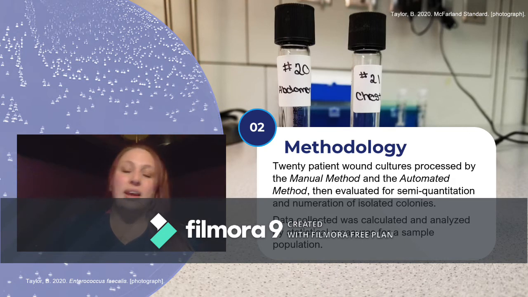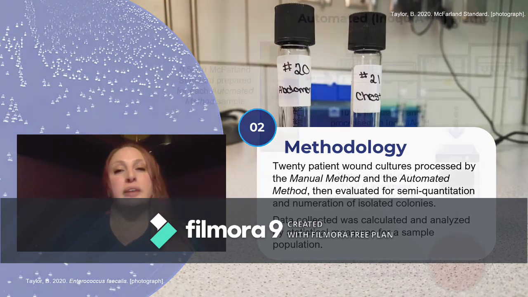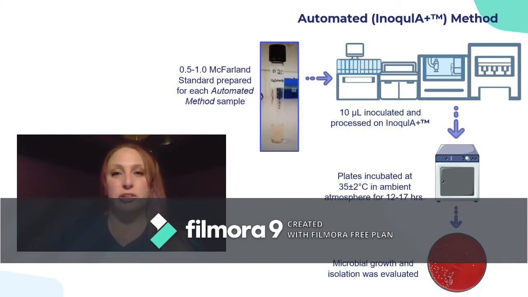So what I did was I had 20 patient wound culture samples that were processed by the manual method, and these were done by a tech. I did not know who the tech was that had set everything up. I wanted to keep all of that completely in the blind for me. And I had taken those same 20 patient wound cultures and I had processed them on the InoqulA.